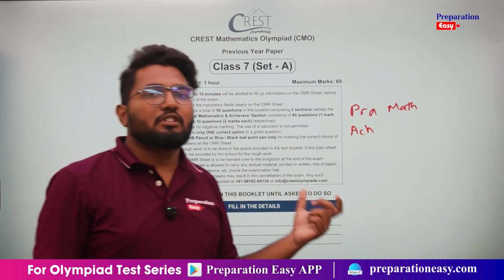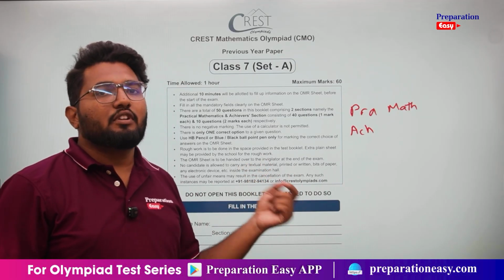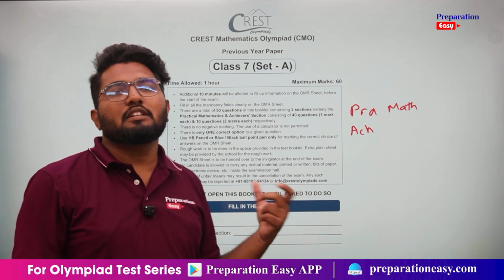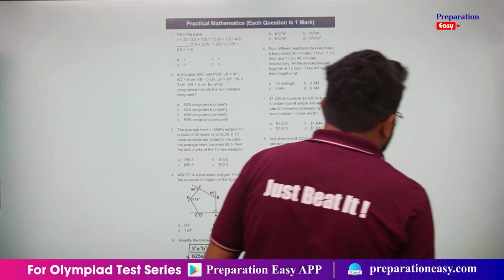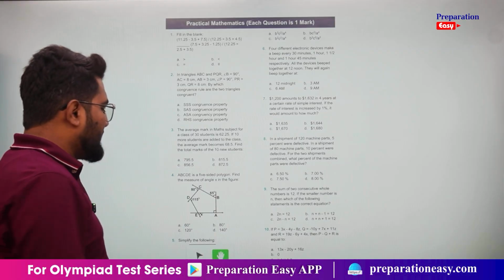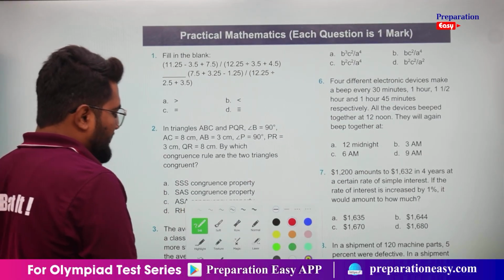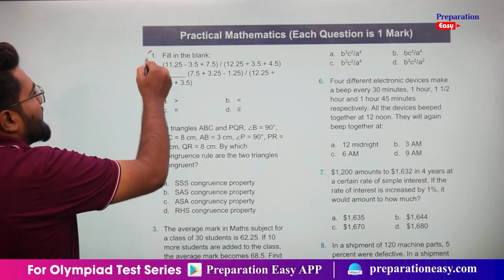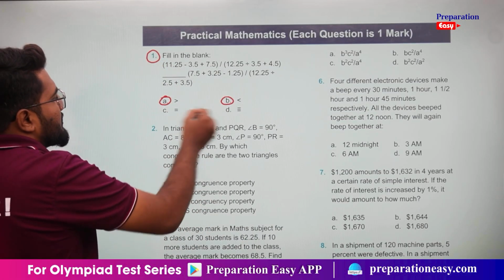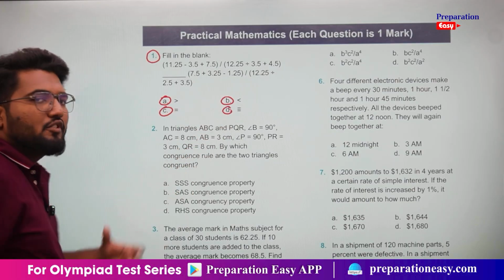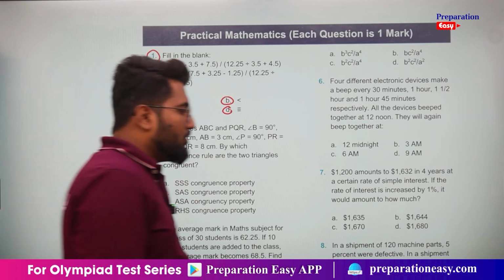Practical mathematics section will consist of a total of 40 questions, 1 mark for each question, and achievers section will consist of 10 questions, 2 marks for each question. So this will be your question paper. This will be the practical mathematics section. It will consist of 40 questions. One question has 4 options A, B, C and D. You have to choose the correct option from the 4 and fill it on the OMR sheet.